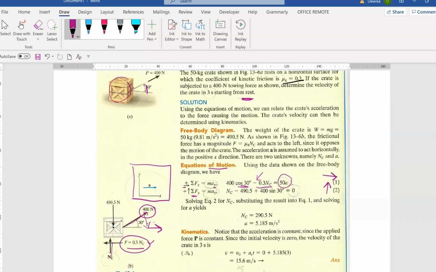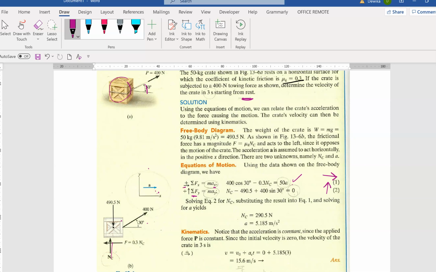Now how did you get to this value? Look at this. At the end of the day, you have an acceleration in the x direction. That's the reason why this is ma. What is the mass? 50. What is the acceleration? You don't know, but it's in the x direction. So that's the reason why you have to write all this. So settle this part.